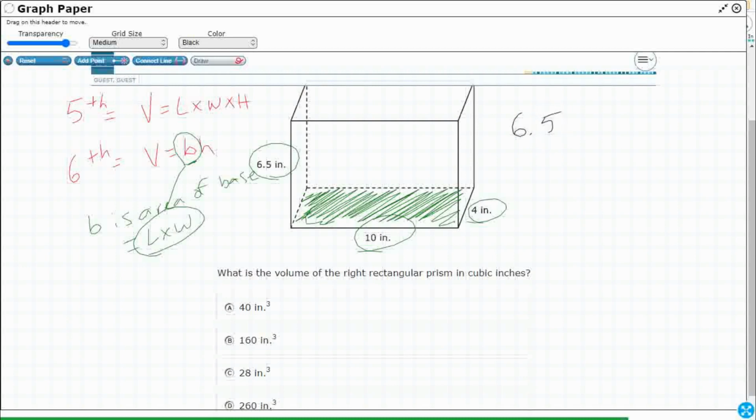So 6.5 times 10 times 4. You know what? Let's just go ahead and do those together. That's 40. So we're going to do 6.5 times 40. That's pretty simple. And you notice 40 is one of your options, in case you just found the area of the base. So volume equals 40 times the height, because that's what that B is right there. That base was 4 times 10, 40. And then my height is 6.5. All right, so that's not super difficult.